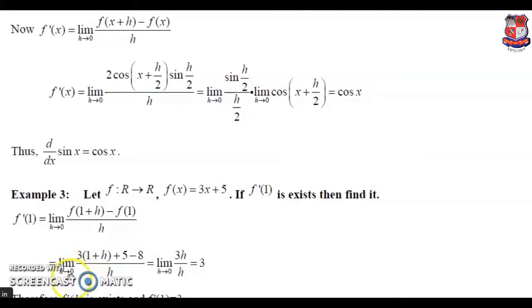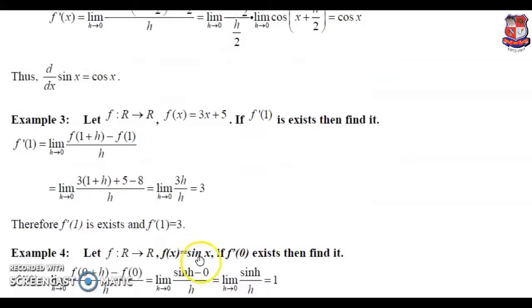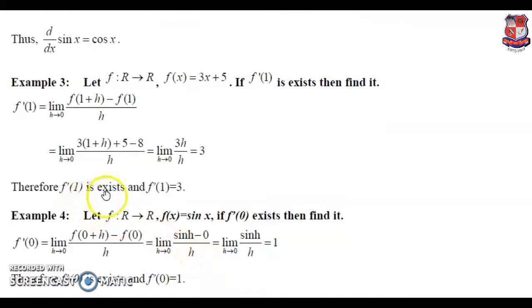So now we have to multiply this value. So limit h tends to 0, 3 into 1 is 3, plus 3h plus 5, minus 8. So 5 plus 3 is 8, 8 minus 8 cancel. So limit h tends to 0, 3h by h. 3 is constant. So limit h tends to 0, h by h cancels to 1. So the answer is 3. Therefore f dash 1 exists and f dash 1 equal to 3.